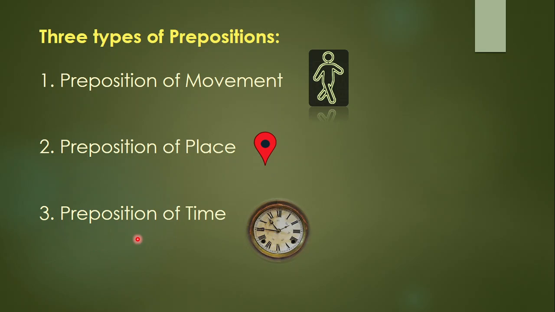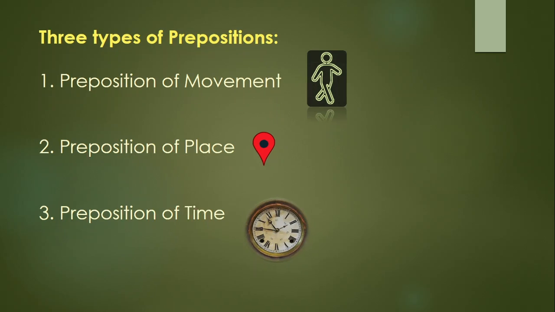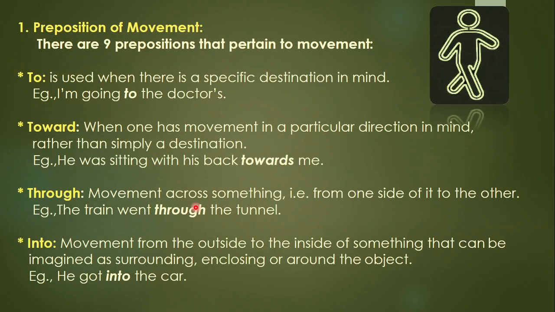And here is a preposition of time. Here is a very beautiful clock which indicates the time. So there are 3 types of prepositions: movement, place and time. Prepositions are divided into 3 types. Let us go one by one. First one, preposition of movement. There are 9 prepositions that pertain to movement exclusively. We cannot say exclusively, because prepositions can be used in different conditions and types. So now let us see.